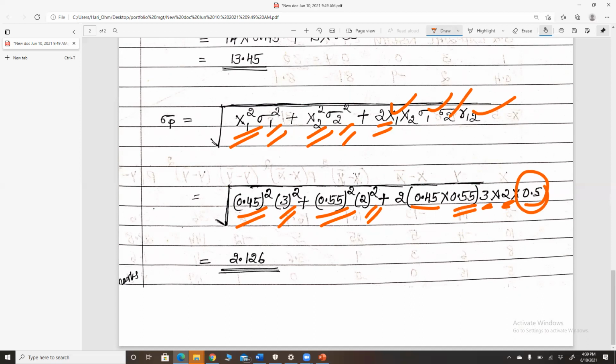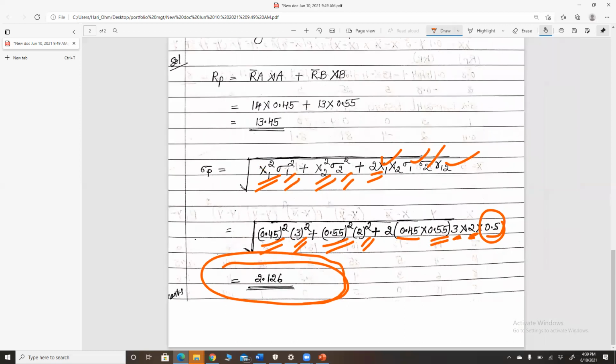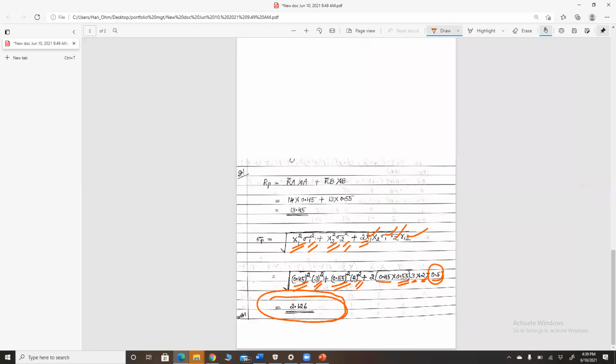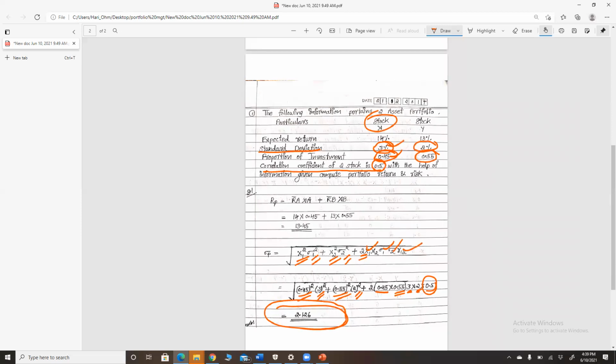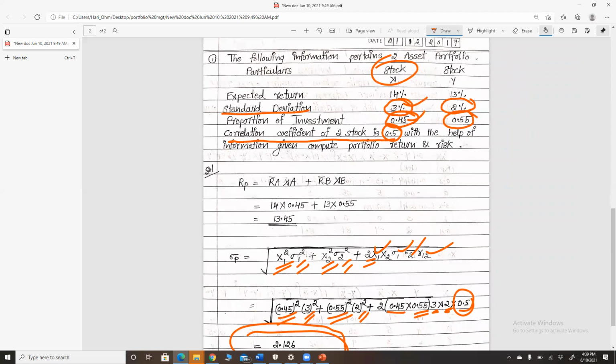Then calculate, you get 2.126 as the answer. So like that, you have to calculate portfolio return and portfolio risk.